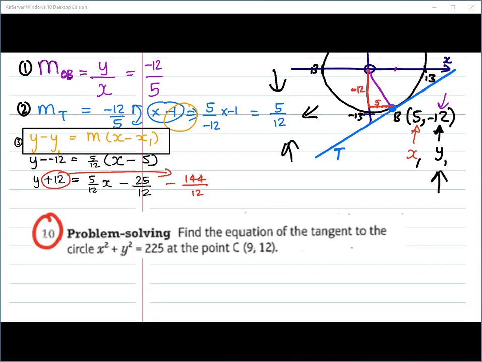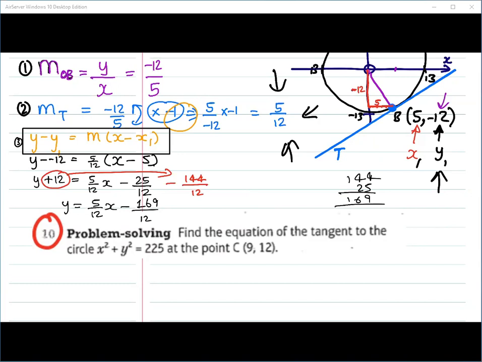144 over 12. Yes, because in each whole number we have 12 12ths. So in minus 12 wholes, you'll have 12 12ths times by 12, which gives you the 144. So now we have y is equal to 5 12ths x minus, now what's 25 add 144? 169 over 12.